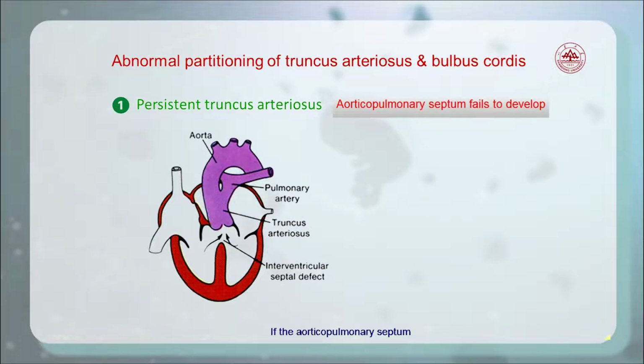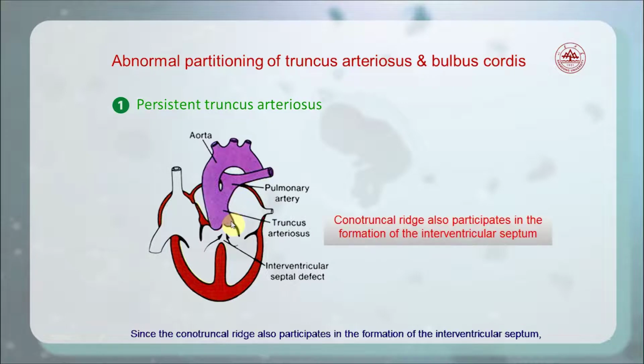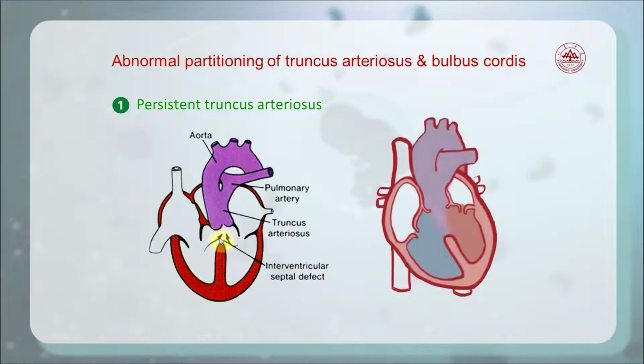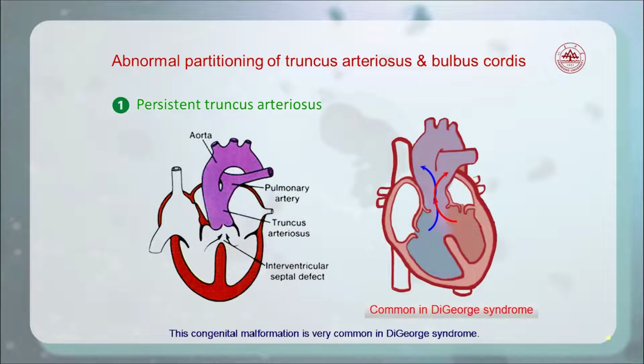If the aorticopulmonary septum fails to develop and divide the truncus arteriosus into the aorta and pulmonary trunk, persistent truncus arteriosus forms. Since the conotruncal ridge also participates in the formation of the interventricular septum, the persistent truncus arteriosus is always accompanied by ventricular septal defect. The undivided arterial trunk overrides both ventricles. Thus, the pulmonary and the systemic circulation can't be separated from each other, which will cause severe hypoxia. This congenital malformation is very common in DiGeorge syndrome.